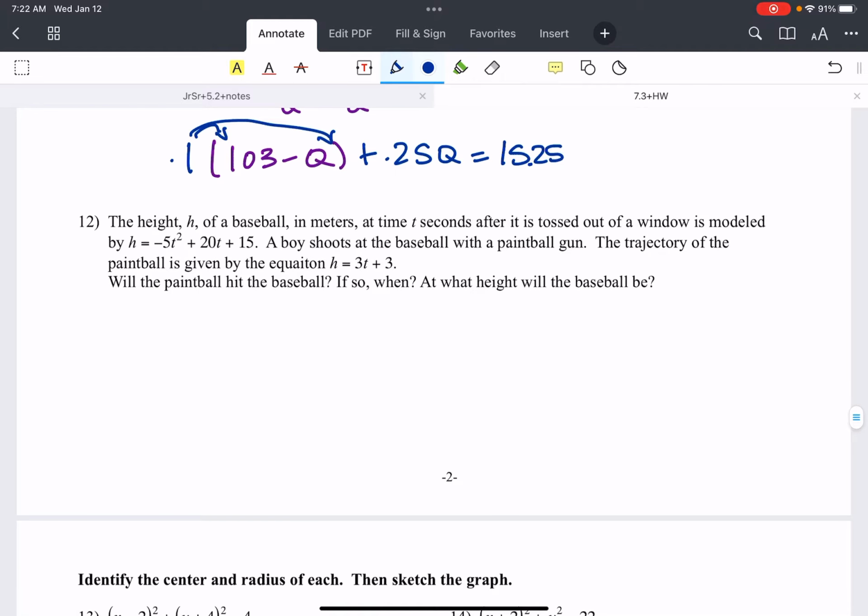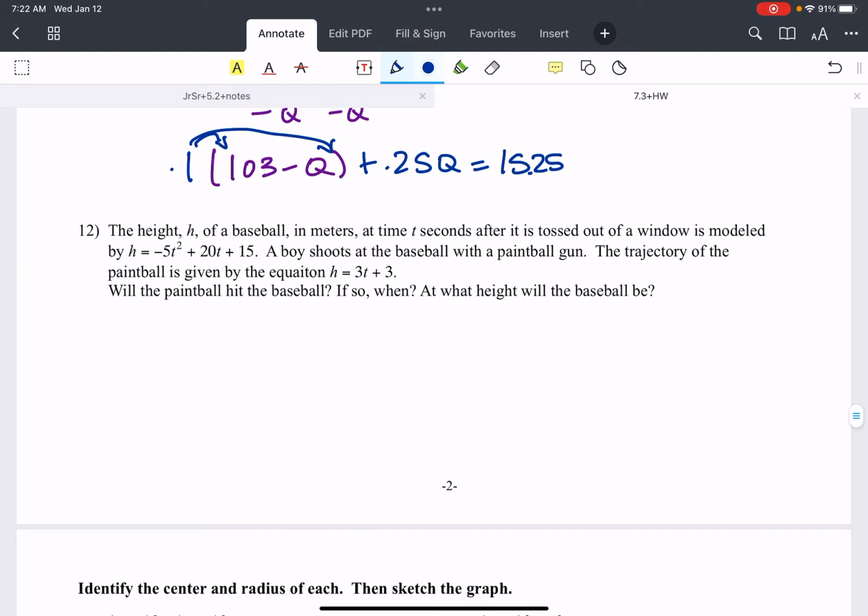The second problem, I totally understand how you're confused on this one. It reads a little weird. It's not too bad, though. So this one, we see that we have an equation right here, and we have an equation right here. So the height of the baseball in meters at time t is modeled by this first equation right here.